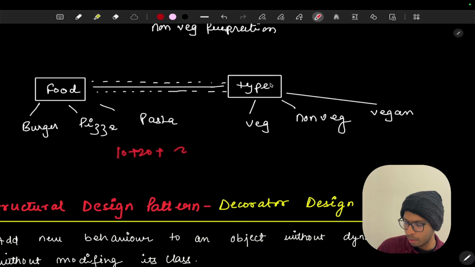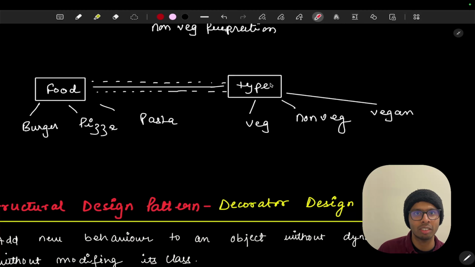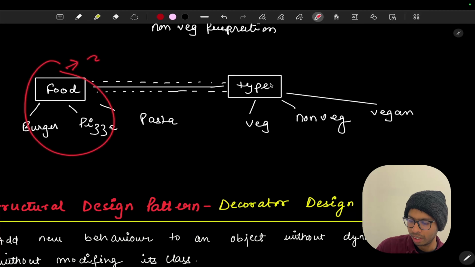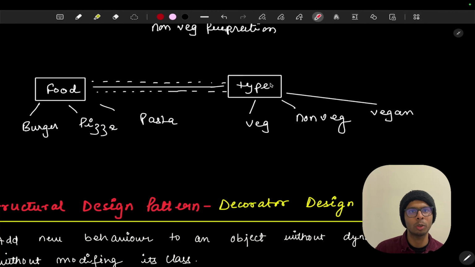Plus 20 plus, let's say, two interfaces, and let's say one bridge also. So it is going to be around 32 classes that we are going to make, and other than that we would have to make 200 classes, and that is not possible. So that is why the bridge pattern comes into the role. This food is known as the abstraction from the client, and this type is going to act as the implementation of this abstraction, and the bridge is going to separate them in a good way so that we are going to reduce the number of classes.